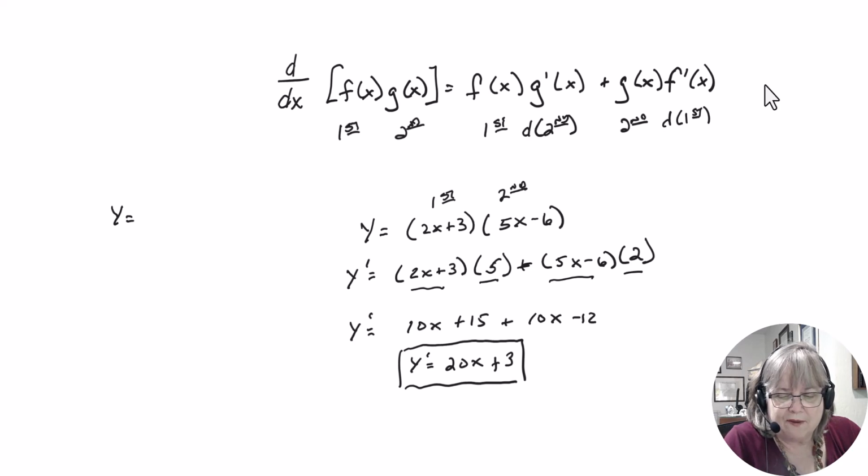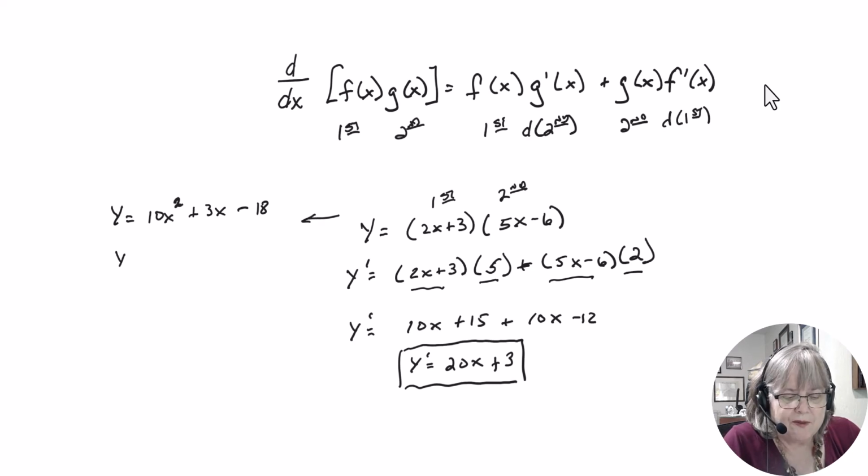And so you would have 2x times 5x is 10x squared. Then you would have had 3 times 5x is 15x minus 12x is plus 3x. And 3 times minus 6 is minus 18. So this is the original function if you had multiplied it out.